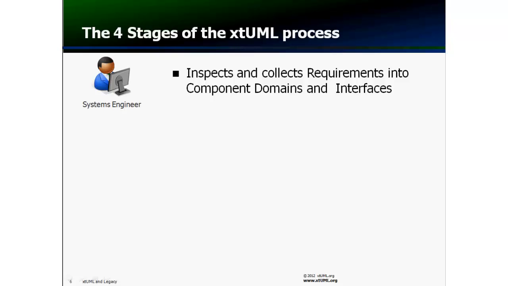Let's review the 4 stages of the xtUML process, and I'll briefly point you to some previous presentations in this series that take you through these 4 steps in a little bit more detail. And so we'll just use one slide to review those for the moment to establish some context. In the first stage, the system engineer is involved in collecting the requirements and providing a subject matter split, basically functional allocation into various components, and then defining interfaces between those components.